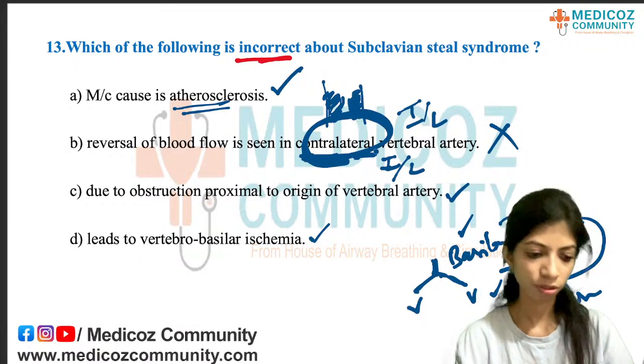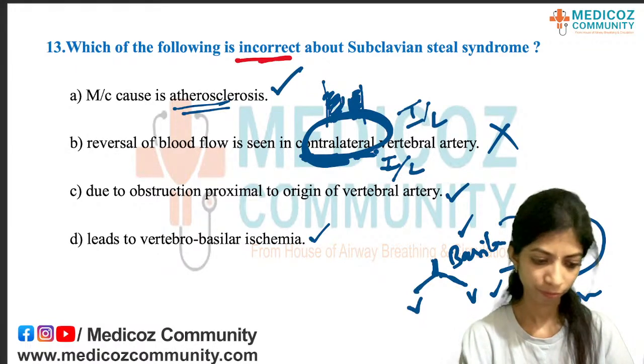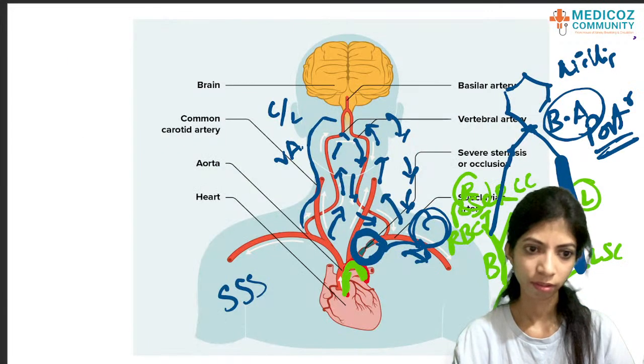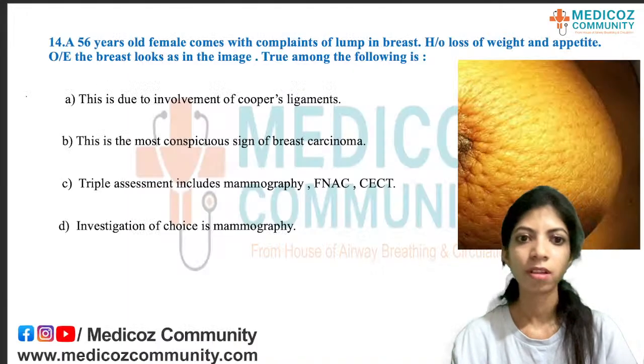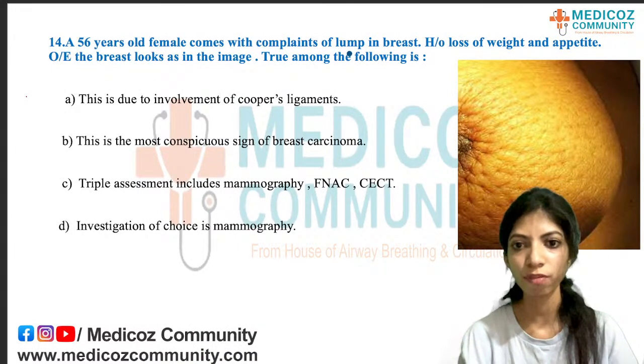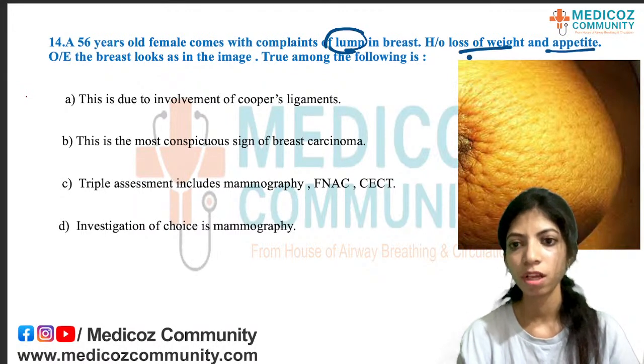Okay, so let's proceed on to the next question. A 56-year-old female comes with complaints of lump in the breast, and history of loss of weight and appetite. Loss of weight and appetite, as we spoke, indicates probably a malignant condition.